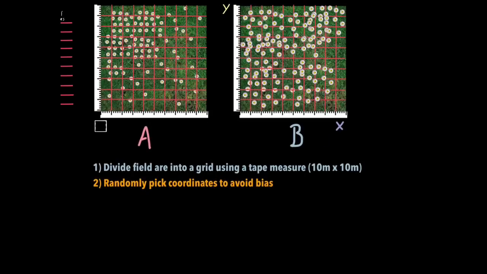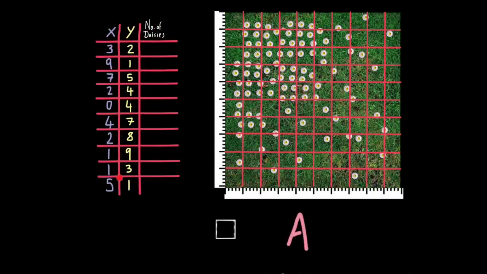Next, I have to randomly pick coordinates to avoid bias. You see, I can't just fling my quadrat anywhere, because, for example, if I wanted to prove that nuclear waste is damaging the field, I might be drawn to looking at regions where there are fewer daisies, even though that's not really fair. I need to make sure that the quadrats are placed completely randomly. So I could pull numbers out of a hat, I could use a computer program to randomly generate numbers, and here you can see my randomly generated coordinates.